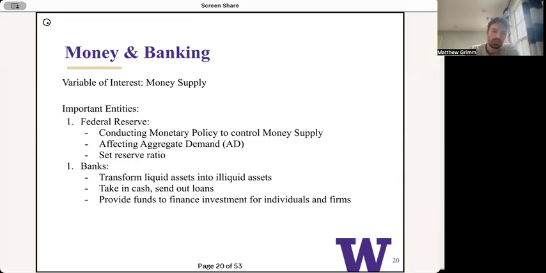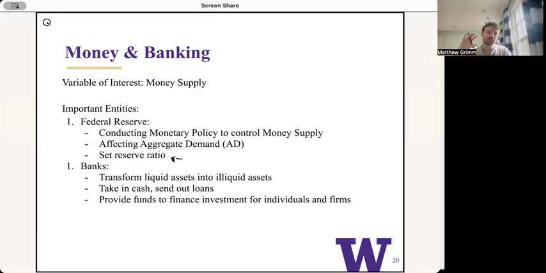So, the money supply. We have what's called the Federal Reserve. They conduct monetary policy that controls the money supply. This affects the aggregate demand, and doing this, they set what's called a reserve ratio, which I'm sure we'll talk about. A reserve ratio is essentially like you give money to a bank. I'm not sure if you guys are aware, but if I deposit 100 bucks into a bank, the bank is not just going to sit on that $100 and not do anything with it.